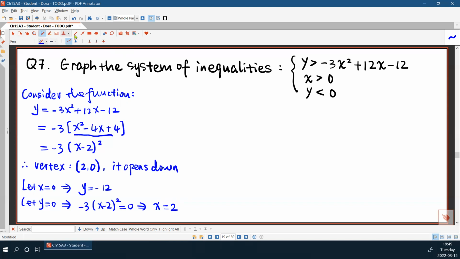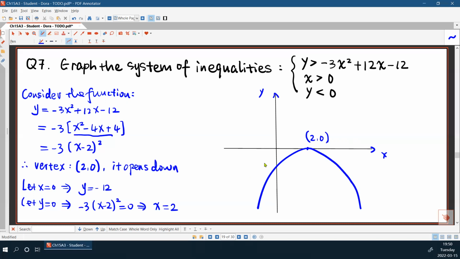Then we can sketch the graph of this function. Okay, y-axis, x-axis. Graph of the first function here. First of all, vertex is (2, 0). So let's suppose (2, 0) is here. Then we know that it opens down, right? Okay. So the y-intercept is (0, -12). So let's mark it here. And the x-intercept is just the vertex here, which is (2, 0).